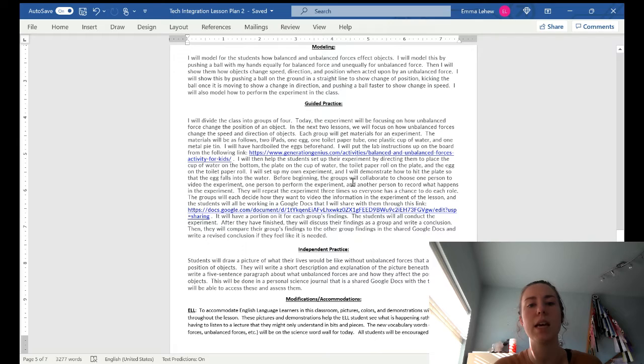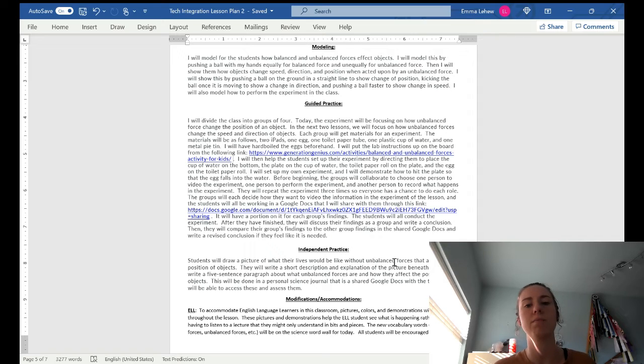So basically, they use a cup, water, paper towel, an egg, and different things like that to see how unbalanced forces cause everything to fall in different ways, how you have to put different unbalanced forces on things to make them fall.